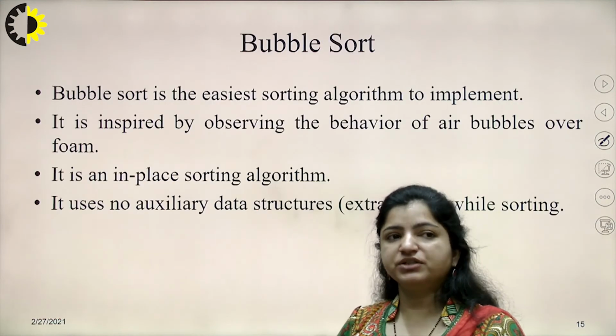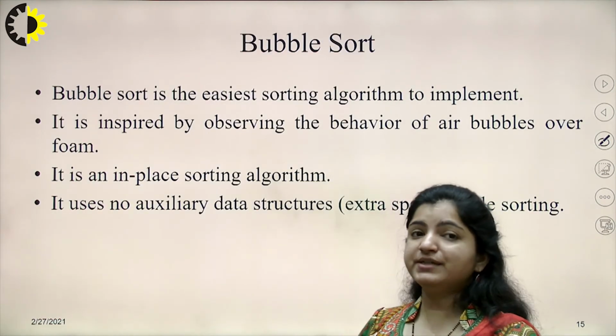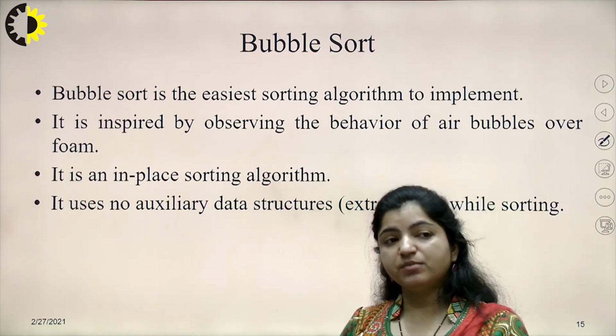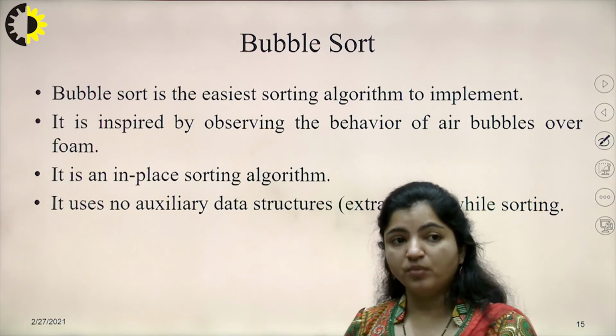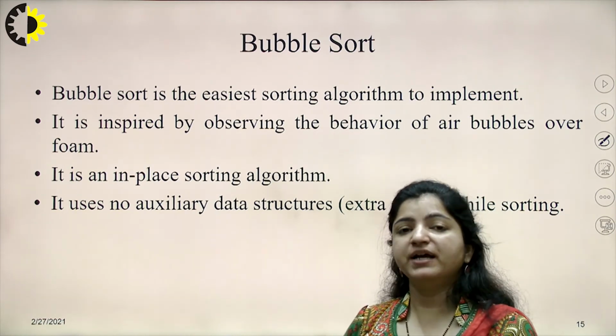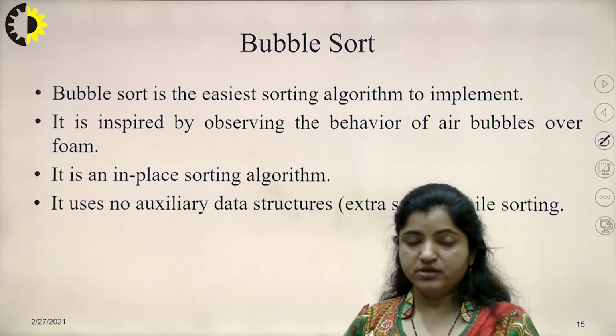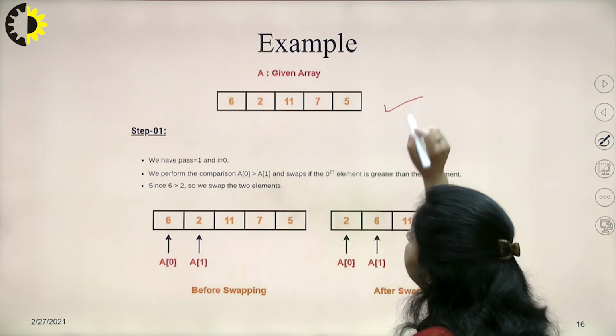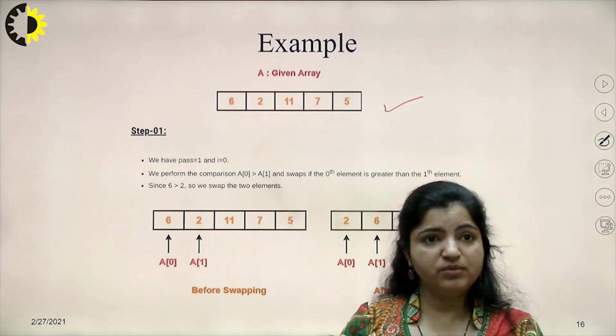Moving to the next algorithm, that is bubble sort, which is the easiest sorting algorithm to implement, and it behaves like air bubbles which are formed over foam. It is a kind of in-place sorting algorithm which does not require any extra space while sorting. So let us see the example. Here the array is given, fine. So we have to apply bubble sort here.